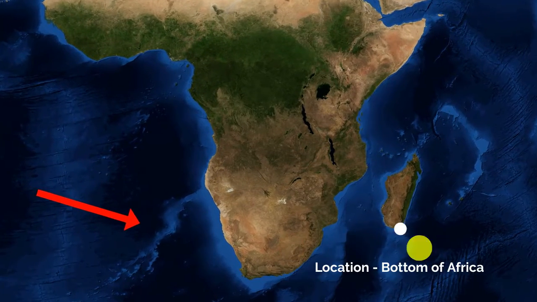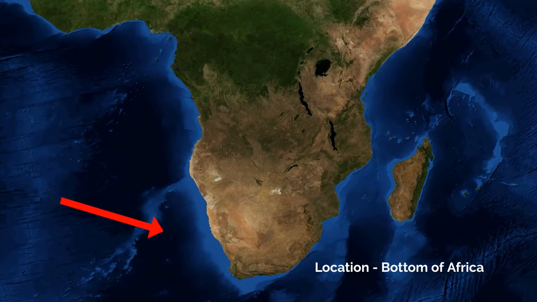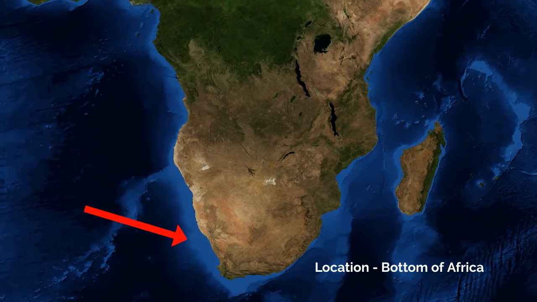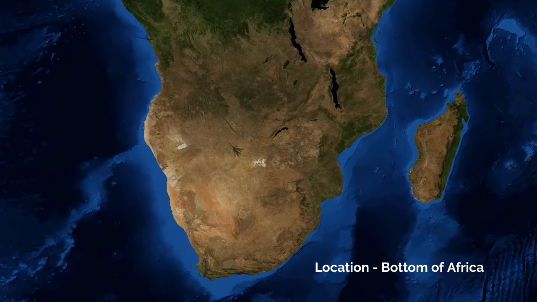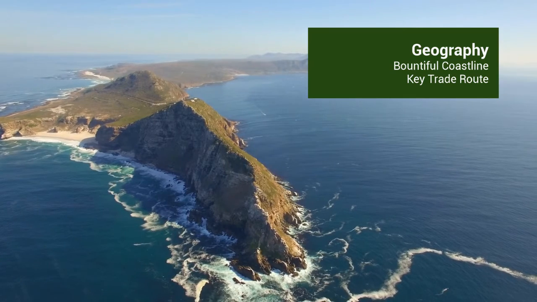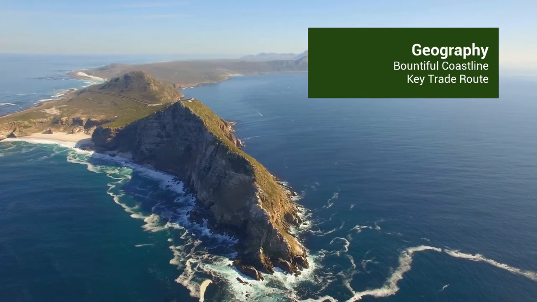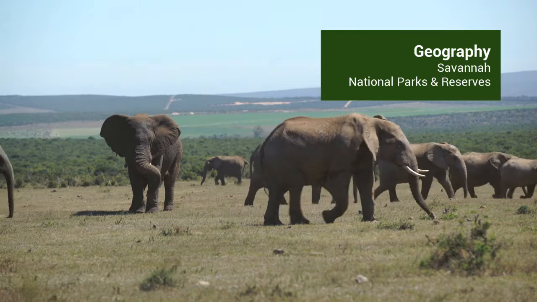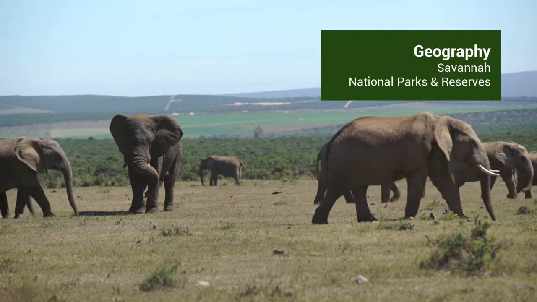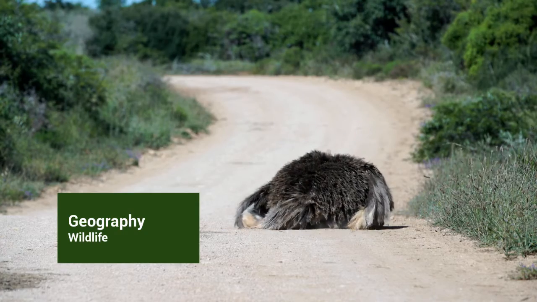South Africa is located at the southern tip of Africa. Because of its location, it has long been a center of trade as ships sailed south around Africa on their way to and from Asia. It is a land of contrasts in its geography, with its coastlines being some of the most fertile waters in the world, to the interior savanna, home to some of the world's most unique and celebrated wildlife.